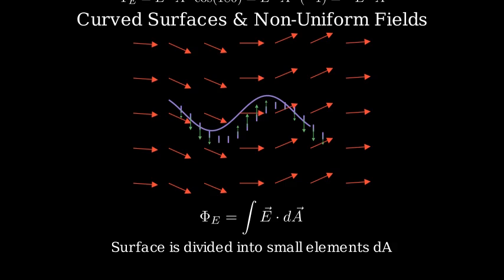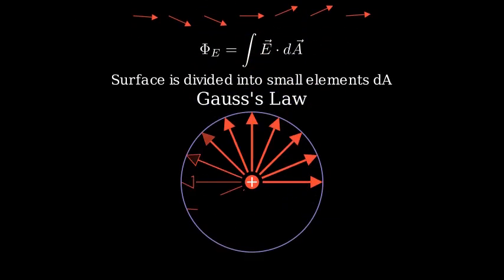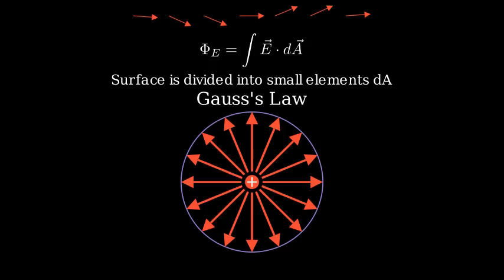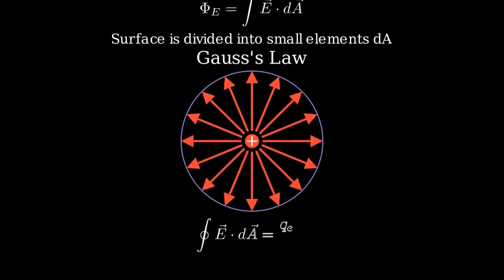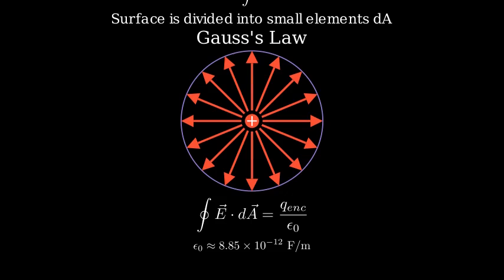Electric flux has important applications in physics, especially in Gauss's law. Gauss's law states that the total electric flux through a closed surface is proportional to the net electric charge enclosed by that surface. Phi equals Q enclosed divided by epsilon 0, where epsilon 0 is the permittivity of free space, approximately 8.85 times 10 to the minus 12 farads per meter.